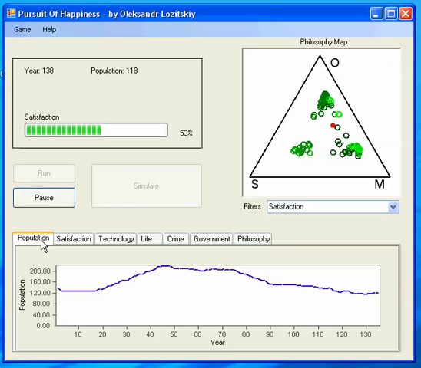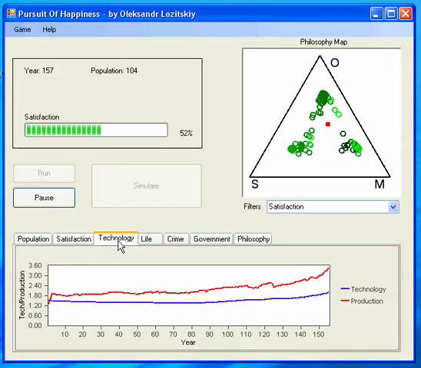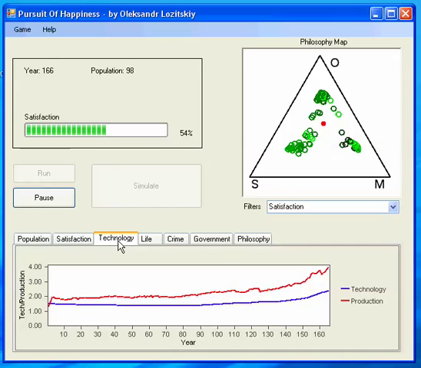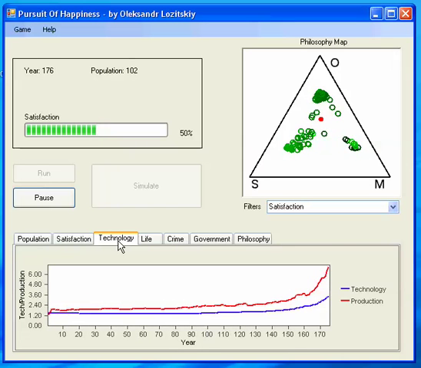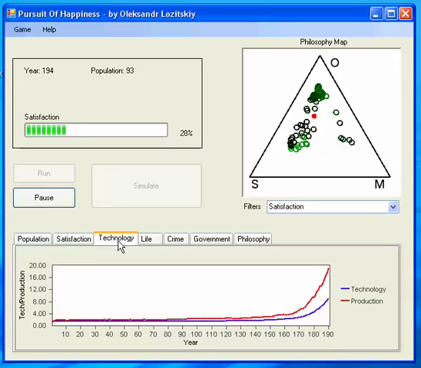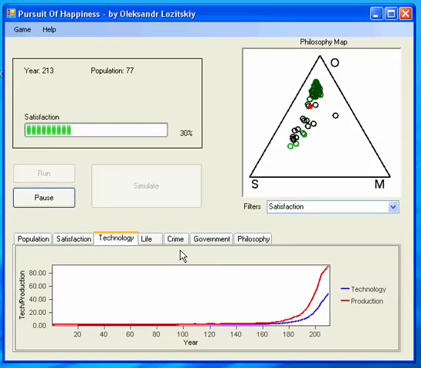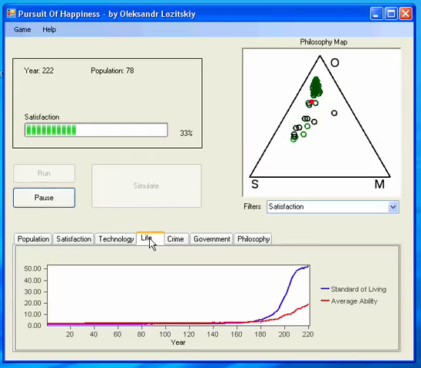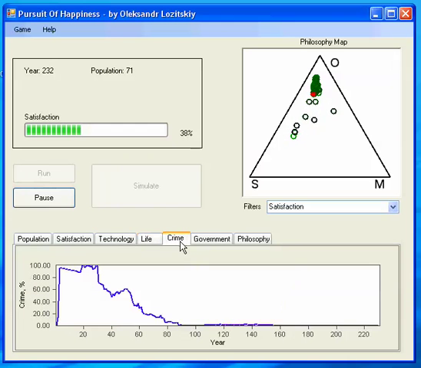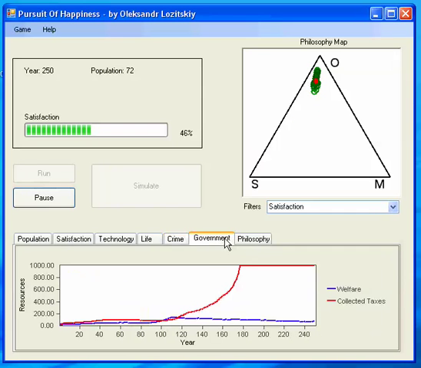I'm looking at the technology now. We see the productivity and the technology starting to increase as people are able to get past. Big shift going towards the objective, as the overall productivity of the society seems to have soared. The standard of living has increased significantly all of a sudden, and the crime rate has declined. We see that the government, with productivity being up so high, has just about maxed out its tax rate, and the population is shifting up towards the objective corner.